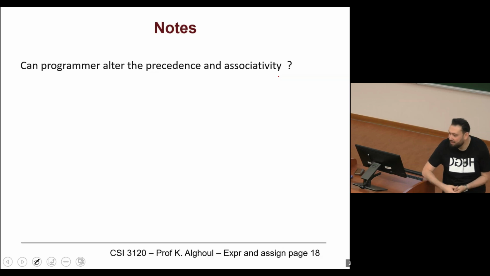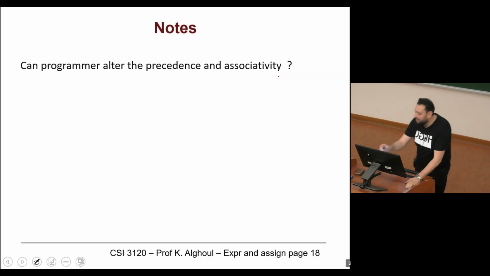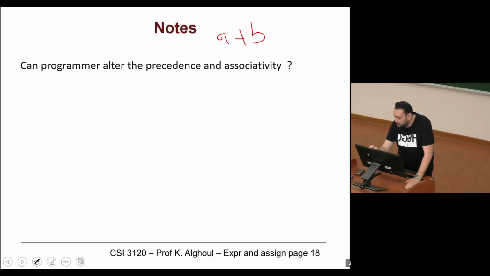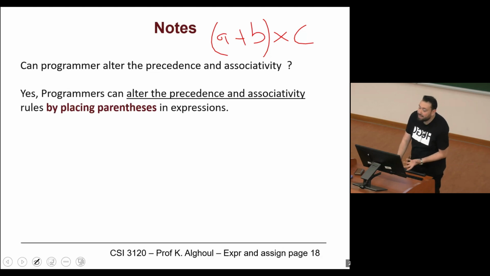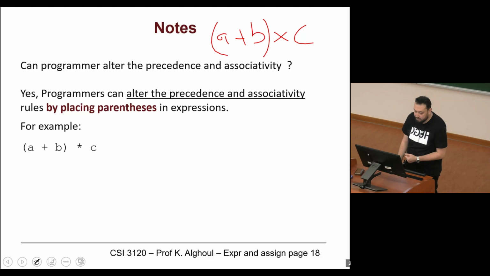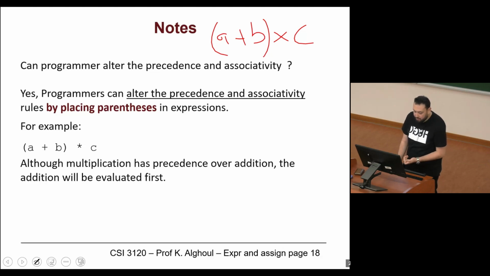Parentheses, very easy. Because if I have A plus B times C, and I add parentheses here, what am I forcing? I'm forcing the machine to read A plus B first. So this is one way to alter the precedence. If I ask you, is there a way? It should be yes. How? By placing parentheses. And this is an example.